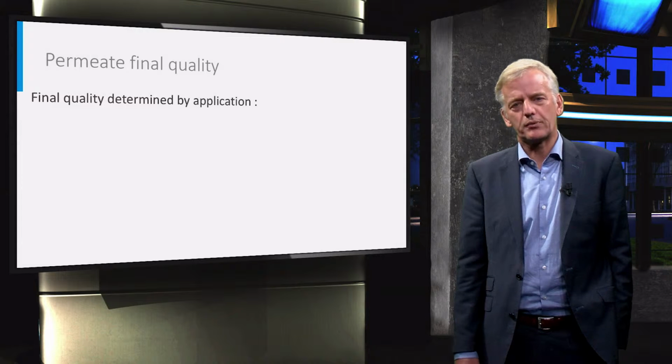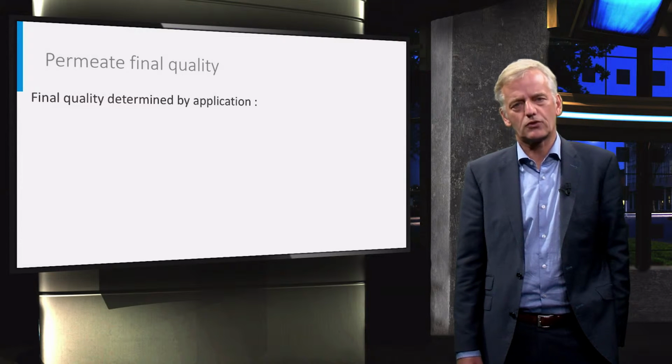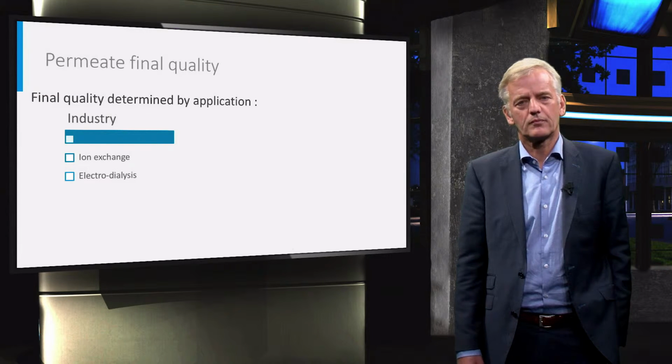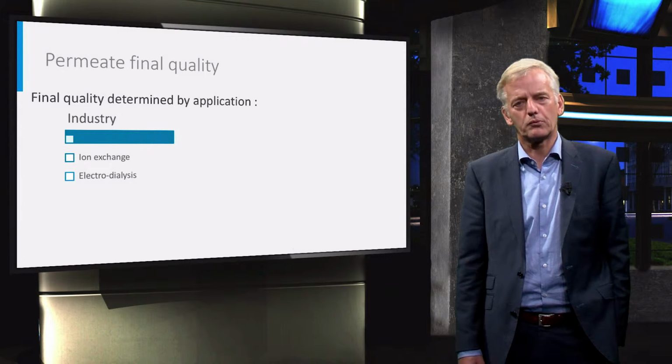Depending on the field of applications and the required characteristics of the water, the permeate may need to undergo some additional treatment steps. The quality of the water required for industry needs to be further enhanced through methods like ion exchange or electrodialysis, in order to remove remaining anions and cations.